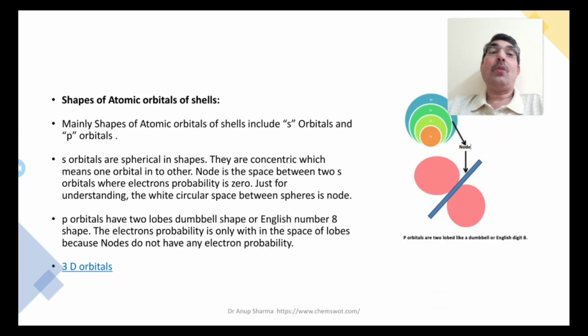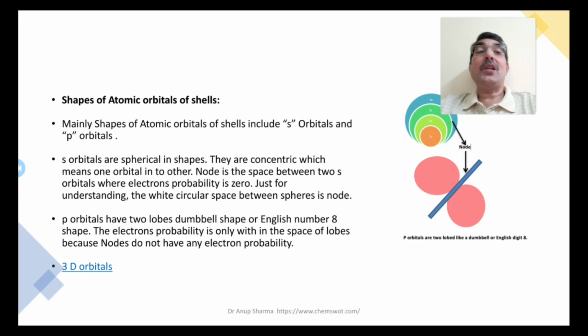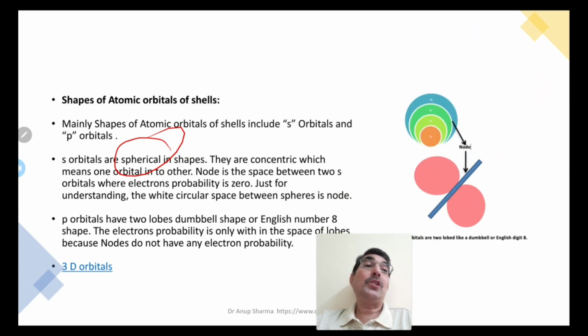Shapes of atomic orbitals. Mainly shapes of atomic orbitals of shells include s orbitals and p orbitals. Here in IB we only need to know s and p orbitals. s orbitals are spherical in shape. They are concentric, which means one orbital inside another. As I showed you in this diagram, this is one shell inside another. So s orbitals are concentric, like 1s, 2s, 3s, 4s, one inside another.